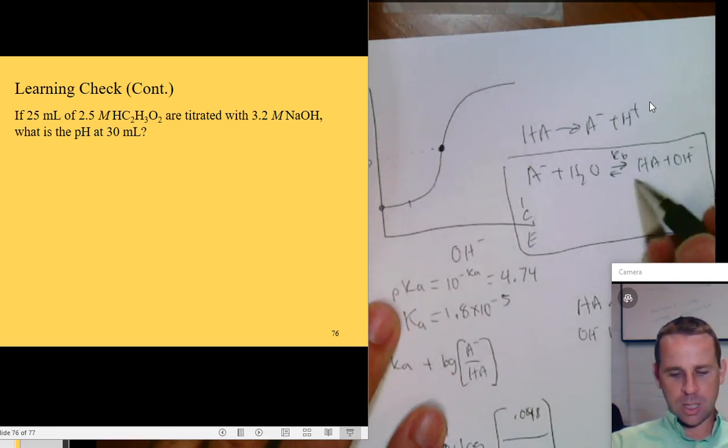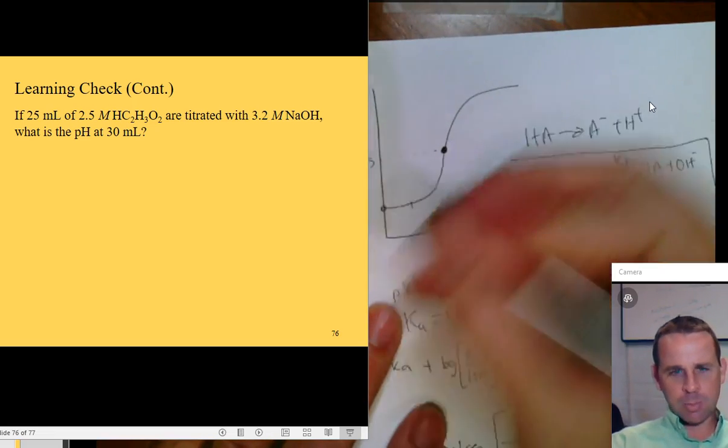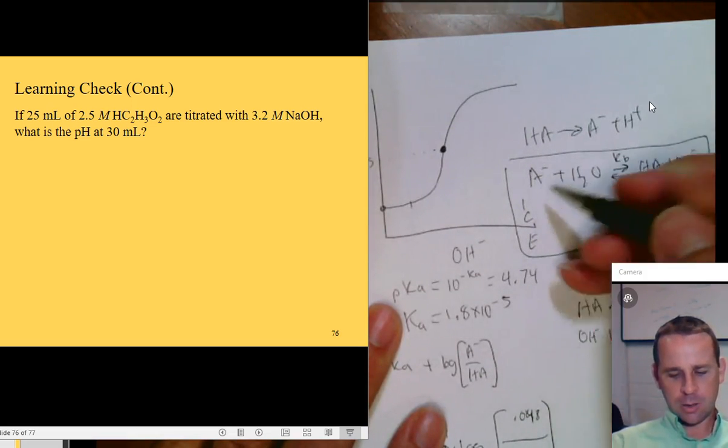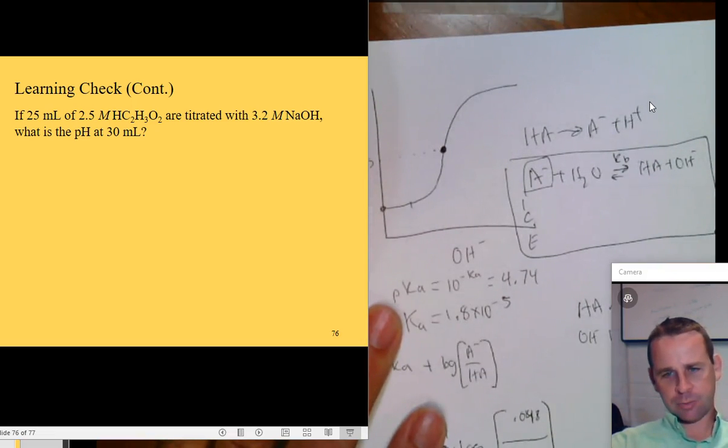Or, you can get that from the Ka. So this is something that we did before as well, so it's just a kind of a review. But the point is, at the equivalence point, this is the equilibrium, or the factor that's going to govern the pH, the concentration of the conjugate base that you have.